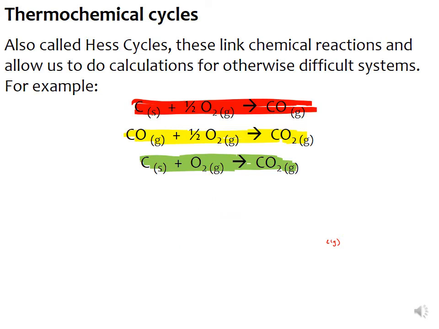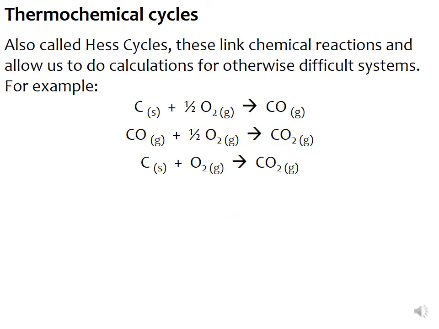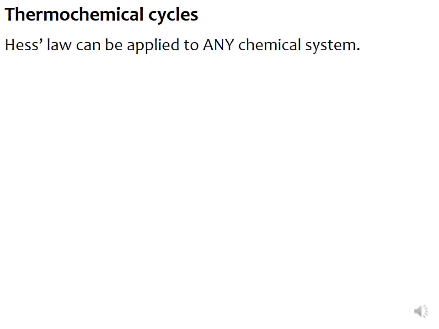And we're going to have a look at another couple of examples of those to hopefully get a good understanding of it. Now, Hess's law can be applied to any chemical system. Absolutely any chemical reaction can be part of a Hess cycle, and Hess's law is a law of chemistry. It applies to everything. So let's have a look at another cycle.